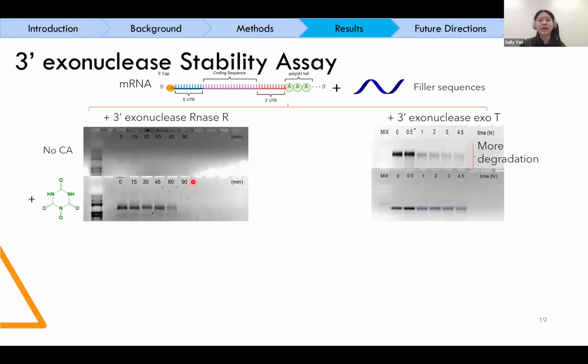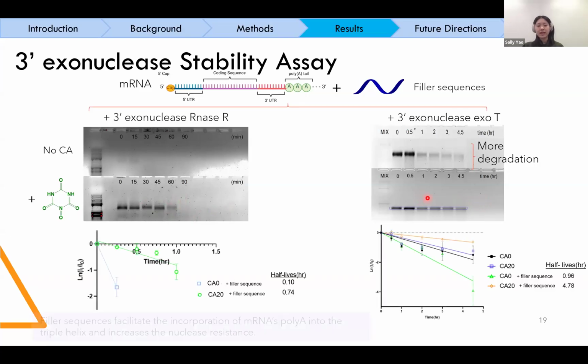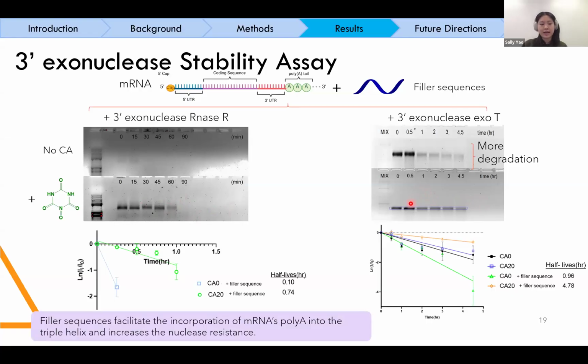What we see here is without cyanuric acid, both of them degrade. For RNase R, it degrades within minutes. And for XRN1, you can see that after 30 minutes, the band starts smearing. However, when we add cyanuric acid, we can preserve the bands even until 1 hour. And for XRN1, we can see the band at the same level after 4.5 hours. So we observed a 5 to 7 times increase in the half-life. And this is the first evidence showing us that the phylo sequences do facilitate incorporation of the mRNA's poly-A into the triple helix structure. And we did increase the nuclease resistance of mRNA.